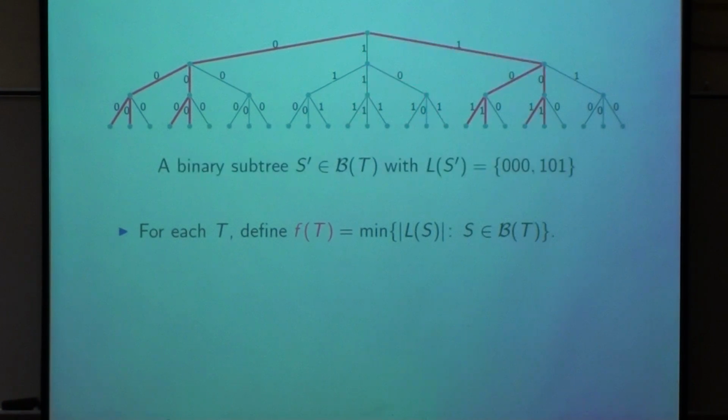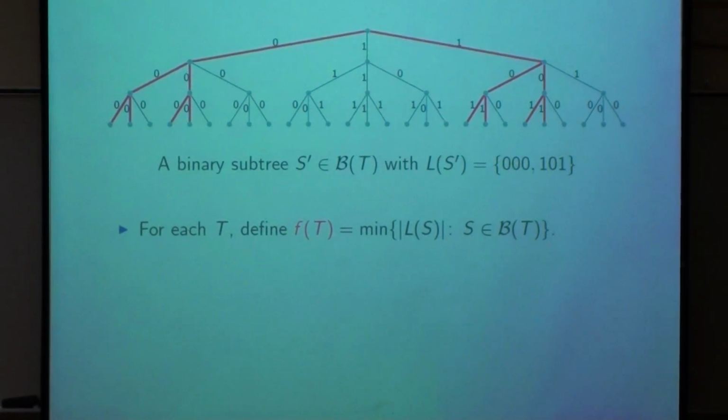If instead we selected this binary subtree, which I'm calling S prime, then we would only have 2 path labels. If you look at the path labels in this binary subtree, we've got all zeros along here if we branch off to the left. And over here, if we go off to the right, we only have 1, 0, 1.